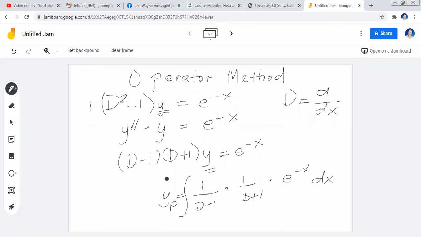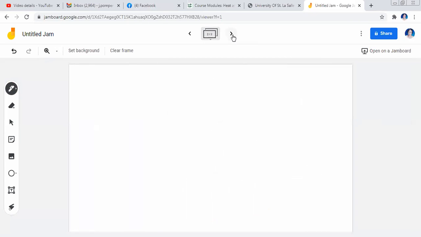Now, the next question that will probably come into your mind is how will you treat these two? You have the 1 over D minus 1 and the 1 over D plus 1. Now in DE, there is this particular formula that we use, and I'd like to write it on the next sheet, that will use the negative 1 here and the plus 1 here in processing the entire expression that you have on the right side. And what is that? I will write it on the next sheet, and I will explain based on what is written.